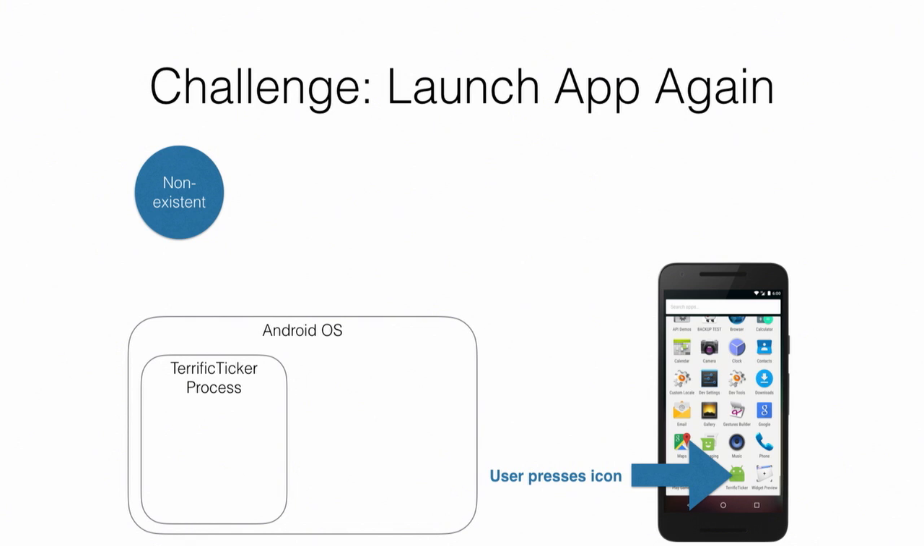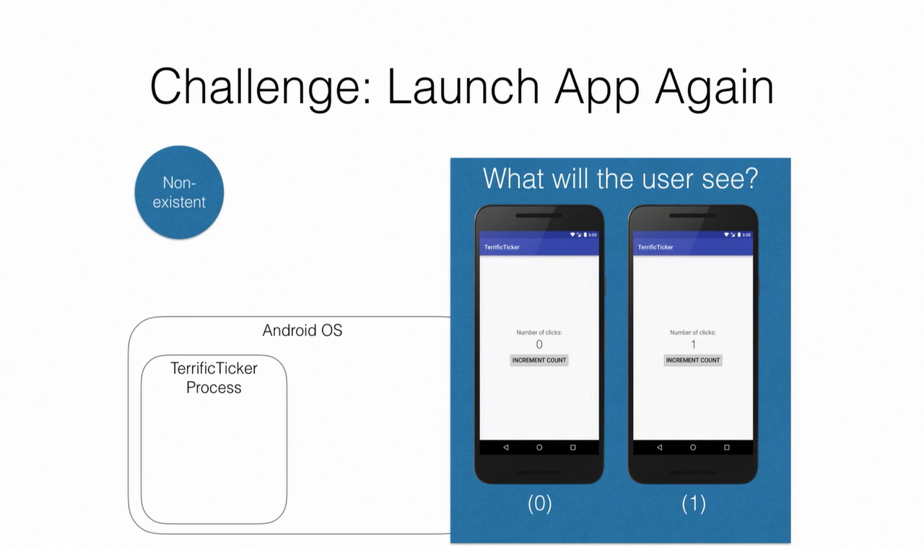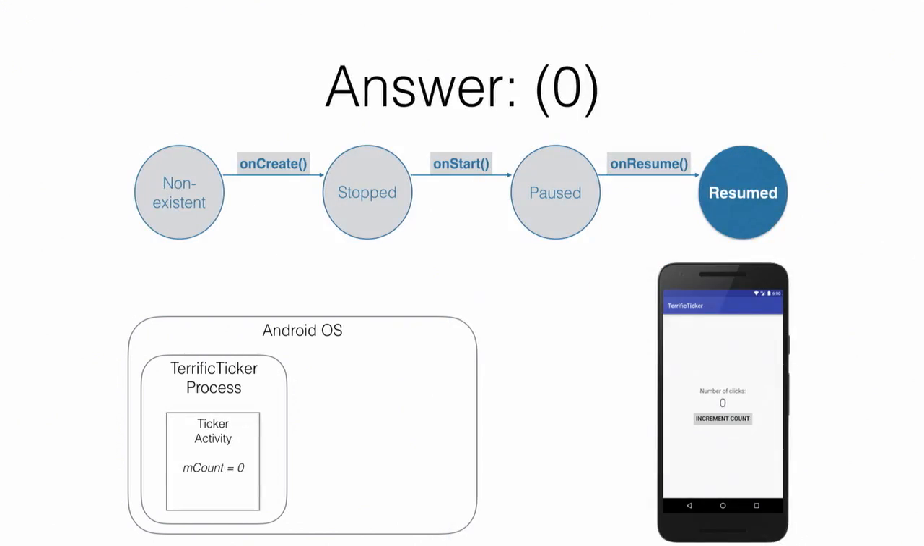And I want to pose a challenge to you all. So the user presses the icon to launch the app again. What are they going to see? Is the number of clicks 0 or 1? Who thinks 0? Raise your hand. Who thinks 1? I'll guess 1. Okay, so the answer is 0.